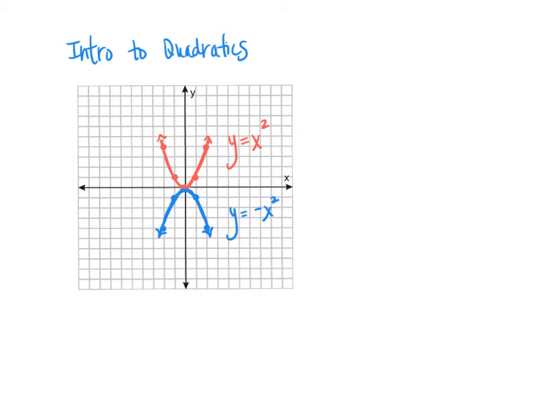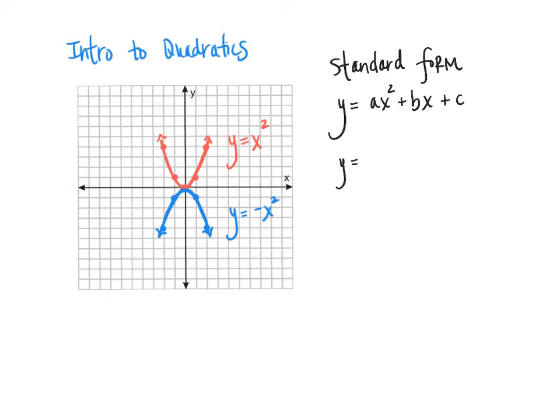Continuing on with quadratics, I want to point out a few different things. We have what we call standard form. And standard form for a quadratic is y equals ax squared plus bx plus c. And let me give you an example. Y equals negative 5x squared plus 3x minus 2.